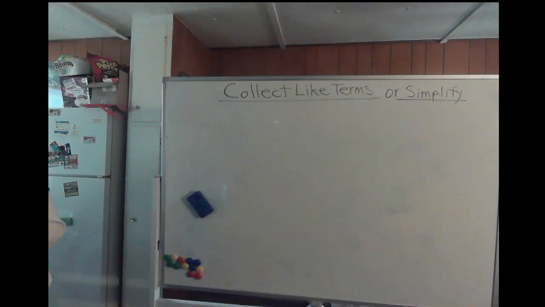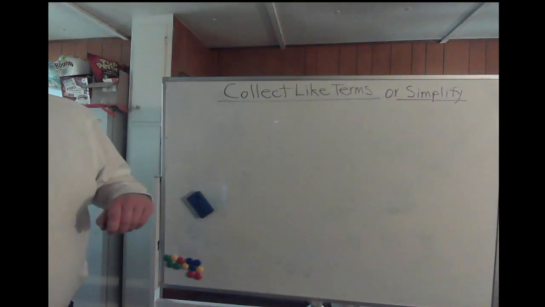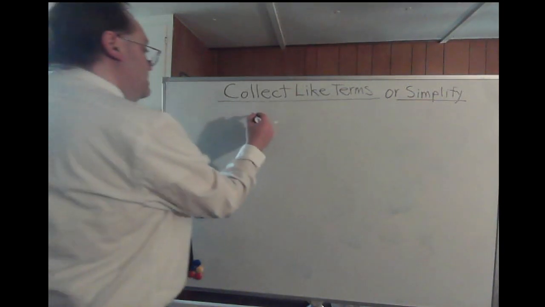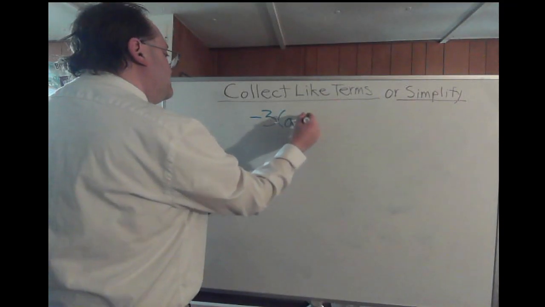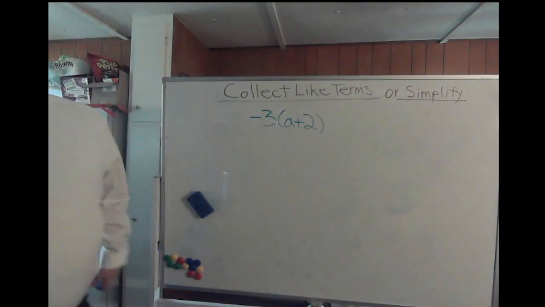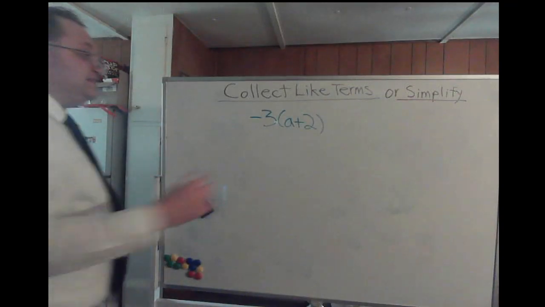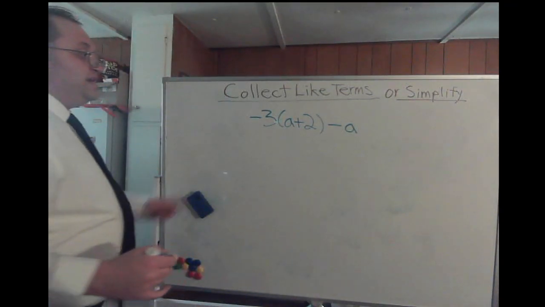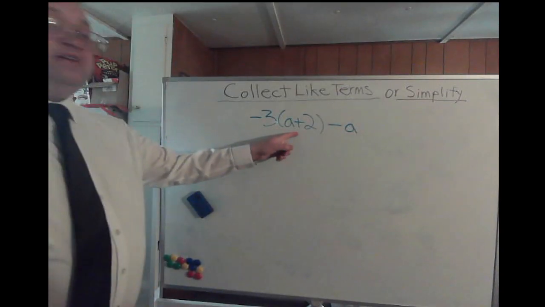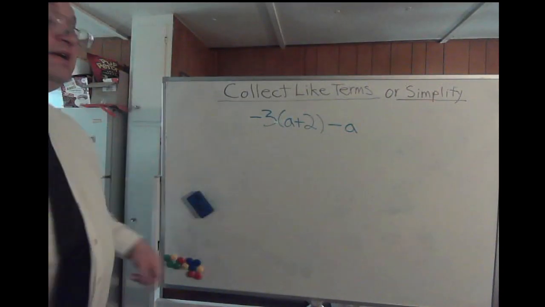Alright, why don't we do negative 3 times a plus 2 minus a. So we got the expression negative 3 times the quantity of a plus 2 minus a.